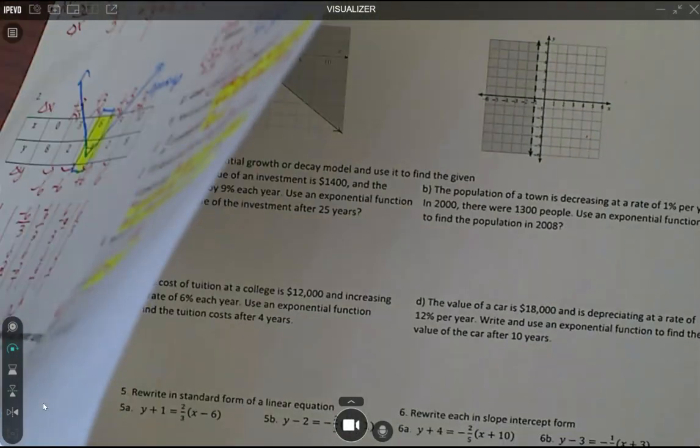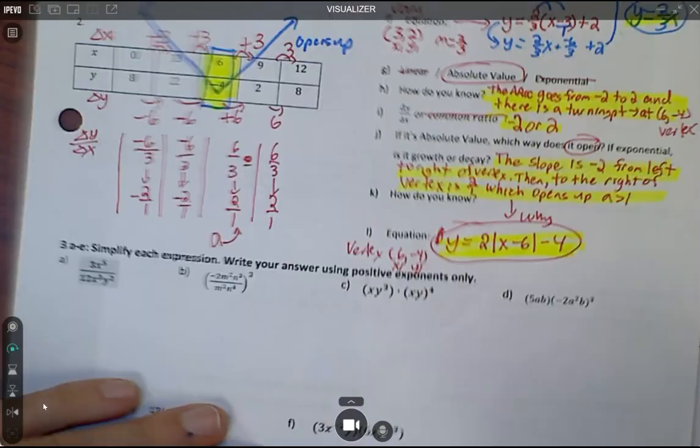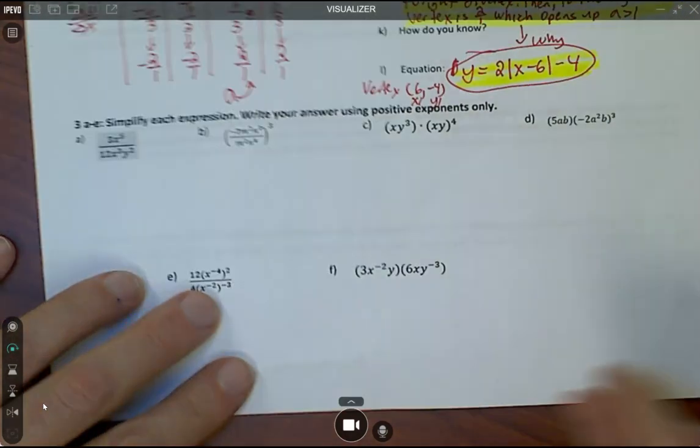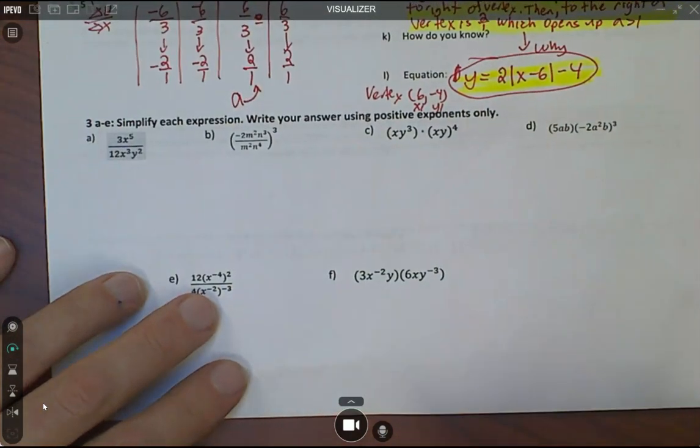I think I got to decide which classwork will get you most prepared for your quiz. I think day 2 will. Or day 3 will. I think we might skip day 2. Okay.